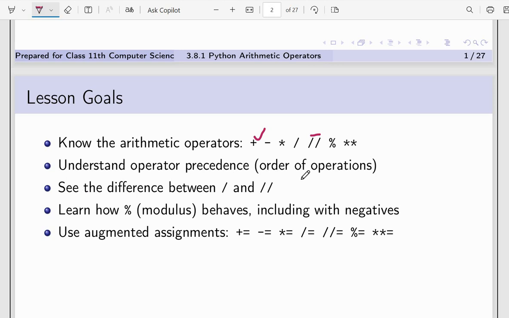Understand operator precedence, the order of operation. Precedence means order of operation: how to evaluate the operations. See the difference between division and double slash, which will give you an integer value. Learn how percentage, the modulus, behaves, including with negative numbers. Use augmented assignment like this.